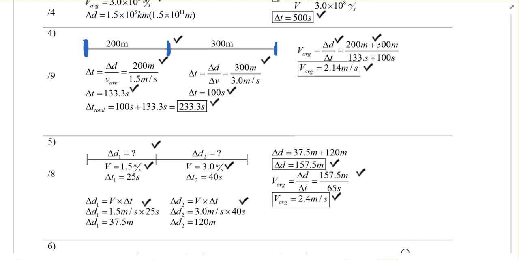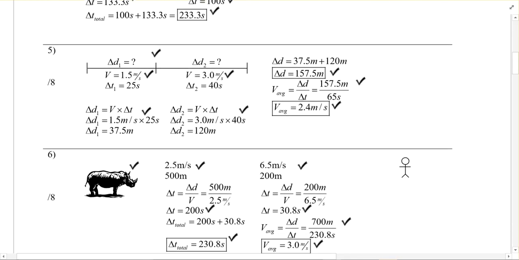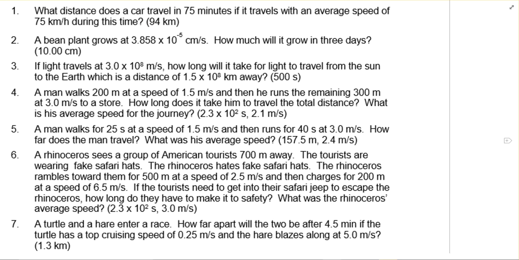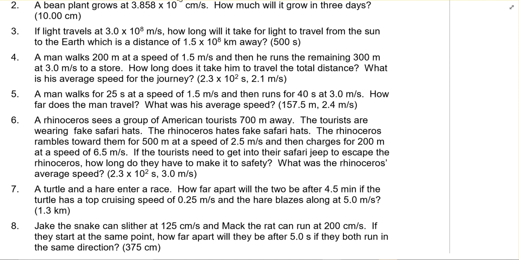Number 4 was very similar to the ones that I did in the other videos. Number 5 is a little bit different. A man walks for 25 seconds at that speed, and then runs for 40 seconds at a speed of 3 meters per second. Really, it's the same type of thing too. It asks how far does he travel and what was his average speed.